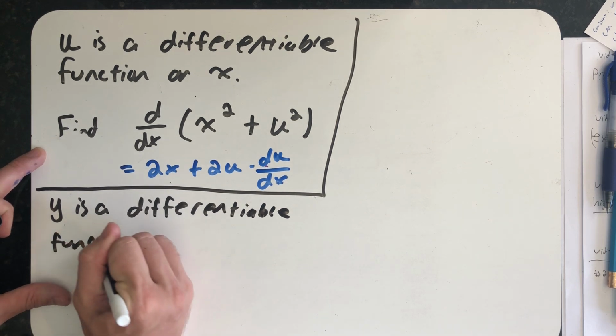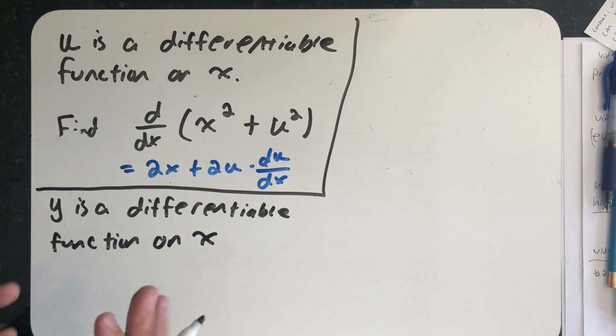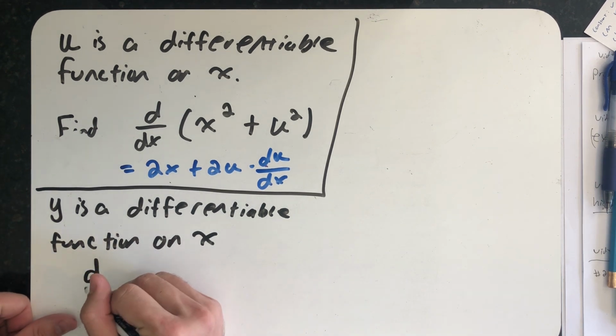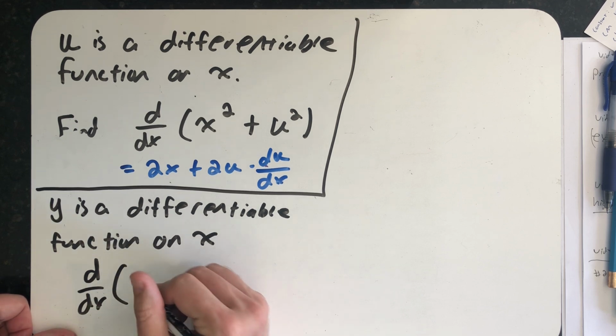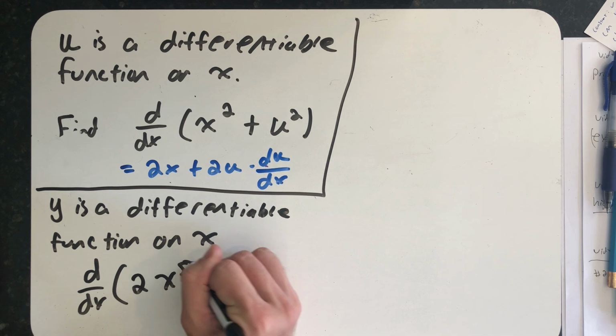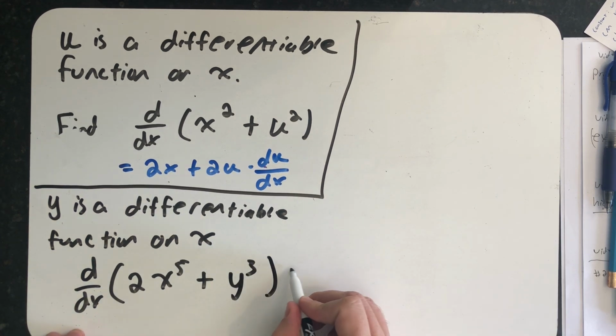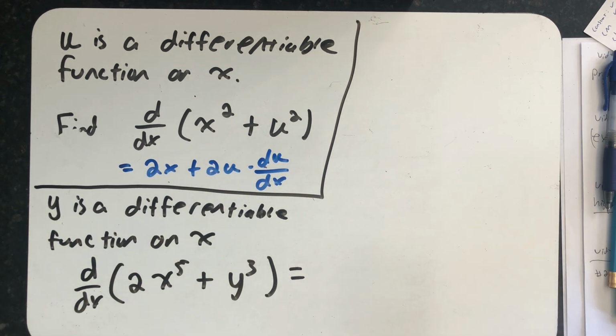Instead of u being a differentiable function on x, I want to think about y hiding a differentiable function on x. And now I'm going to take the derivative of, let's say, 2x to the 5th plus y cubed. Now when I take the derivative, I still have to be thinking about the chain rule. It's just that y is very secretly a function on x.